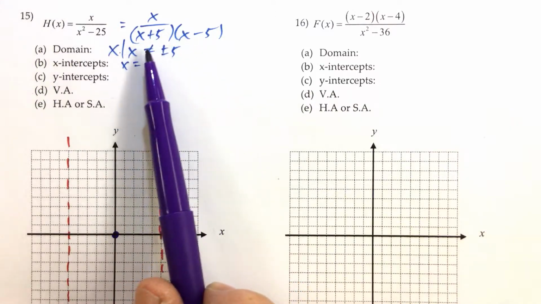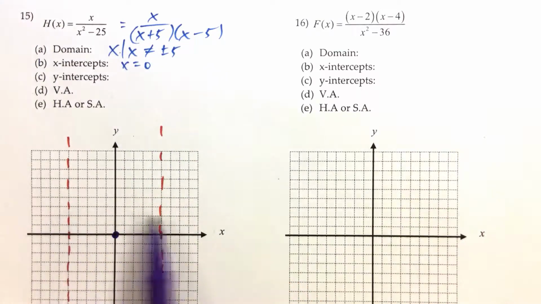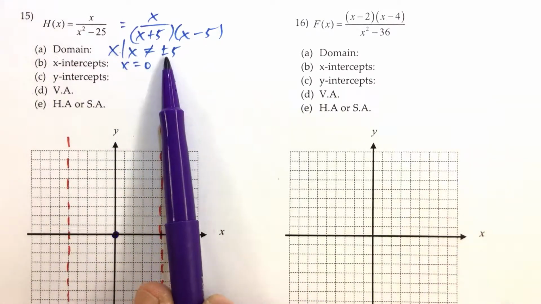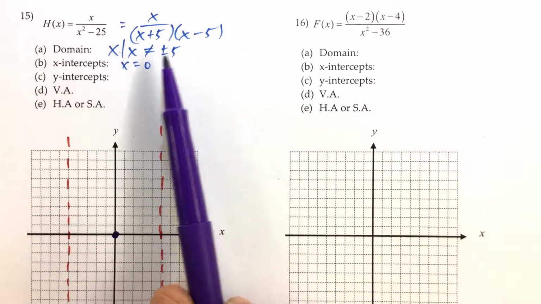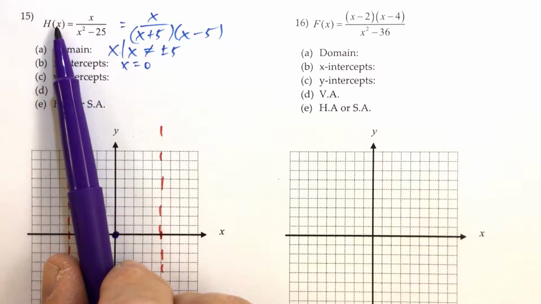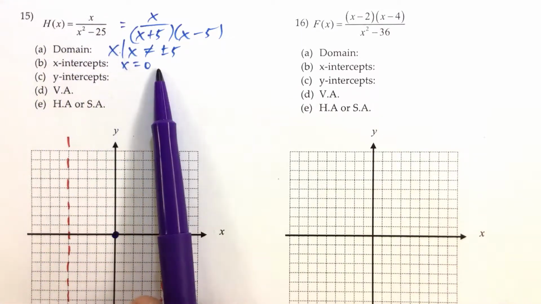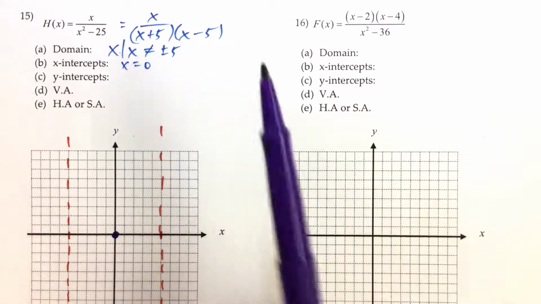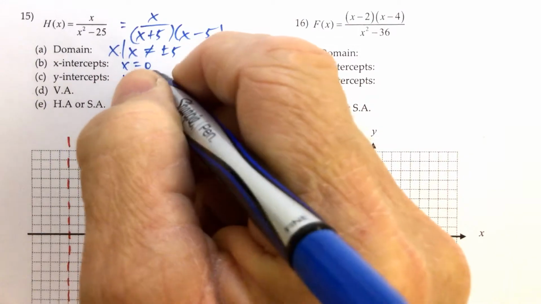The x values of -5 and 5 also make the denominator 0, so we have to take those out of the domain. So the domain is all real numbers x, such that x can't be equal to those numbers. The x-intercept would be when we let y equal 0, and the only way that the function's value could be 0 is if the numerator is 0, and the numerator is x, so x equals 0. And that takes care of our y-intercept as well, y equals 0.